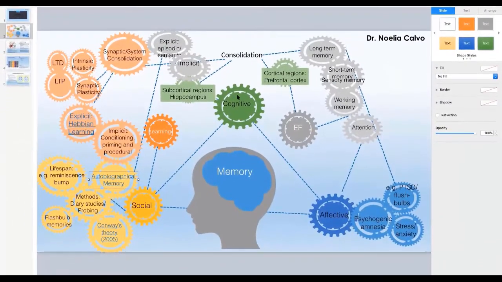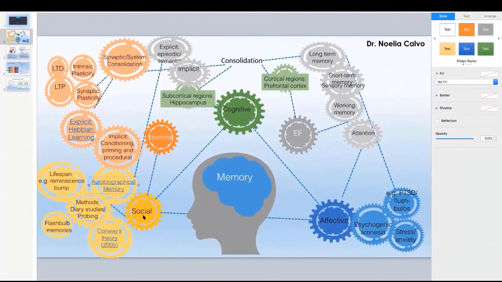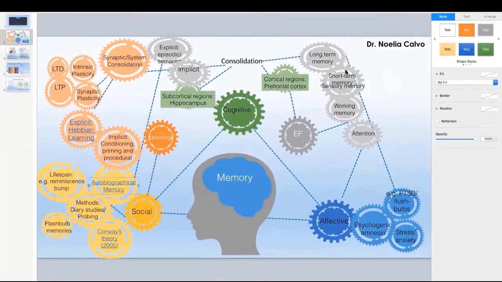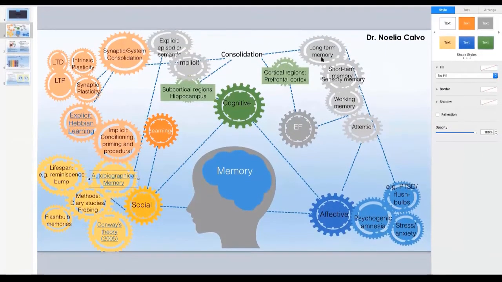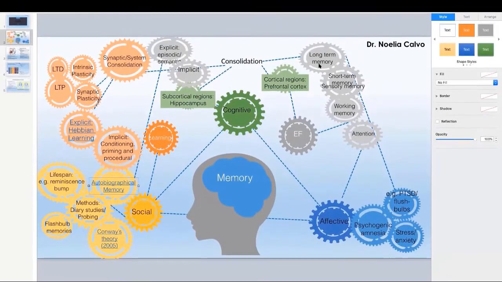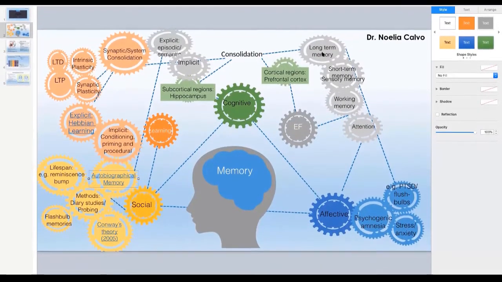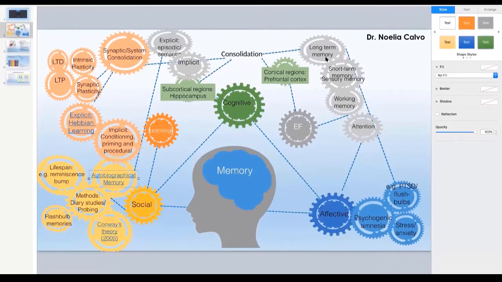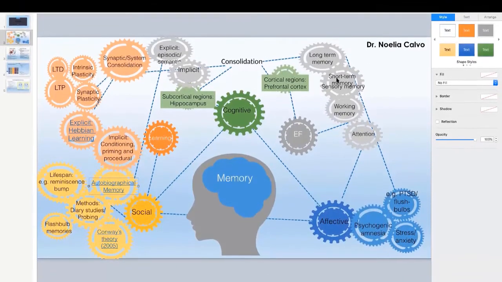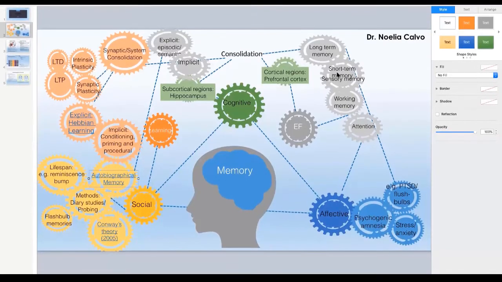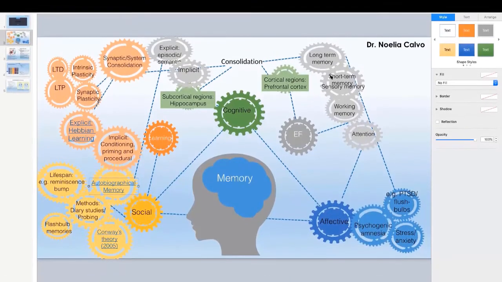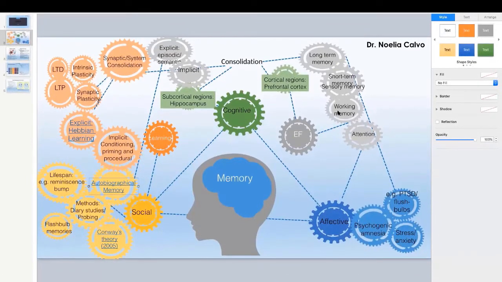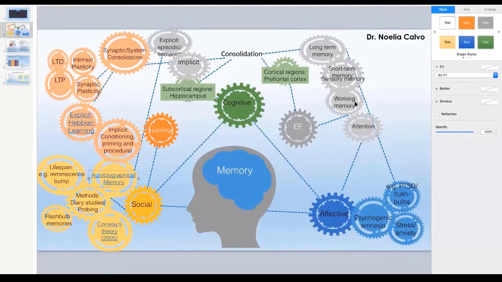Remember that we can study memory from cognitive, social, and affective perspectives. From the cognitive perspective, we have studied the different classifications of memory and the problems that we can study in the different types of models. Remember that we have modal models, where the problem is that they didn't consider a relationship between short-term memory and long-term memory. And then we have multi-component models like the model of working memory.